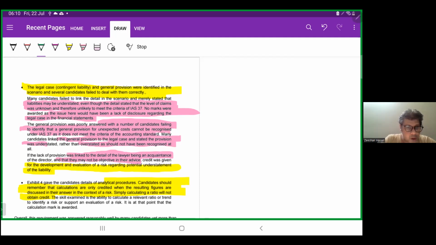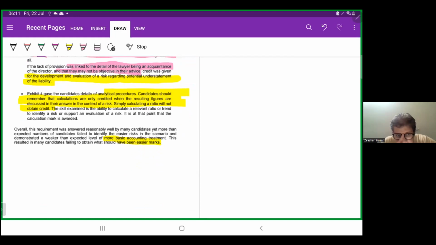The general provision was poorly answered, with a number of candidates failing to identify that a general provision for unexpected costs cannot be recognized under IAS 37 as it does not meet the criteria of the accounting standard. Many candidates linked the general provision to the legal case and stated the provision was understated, rather than overstated, as it should not have been recognized at all. If the lack of provision was linked to the detail of the lawyer being a friend of the director and that they may not be objective in their advice, credit was given for the development and evaluation of risk regarding potential understatement of the liability.